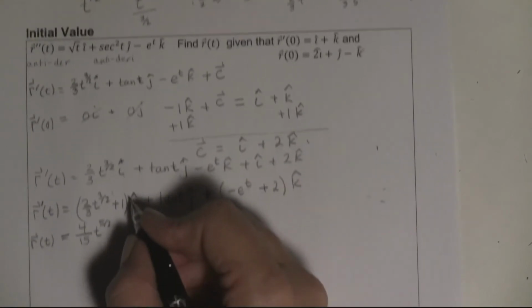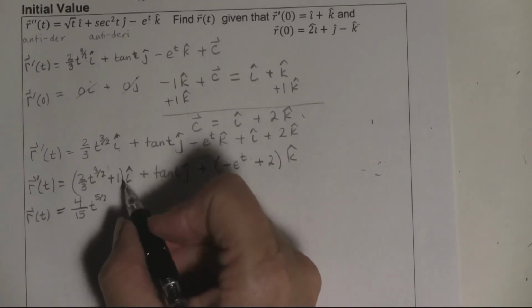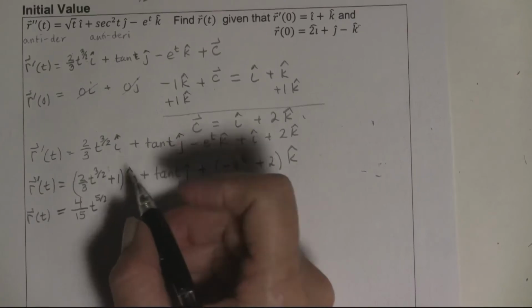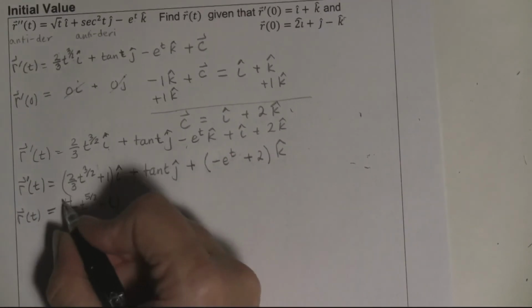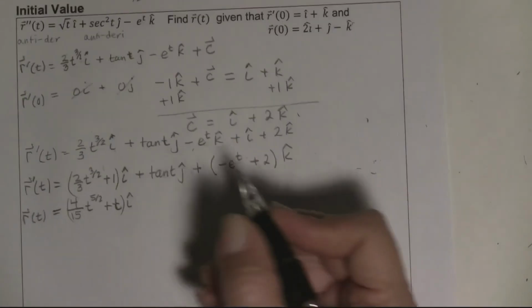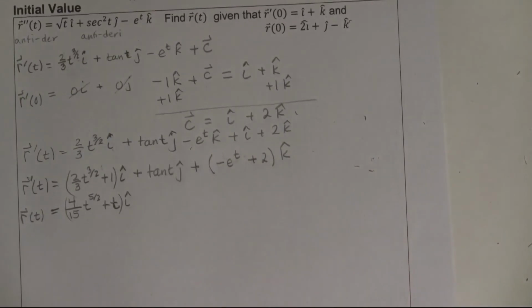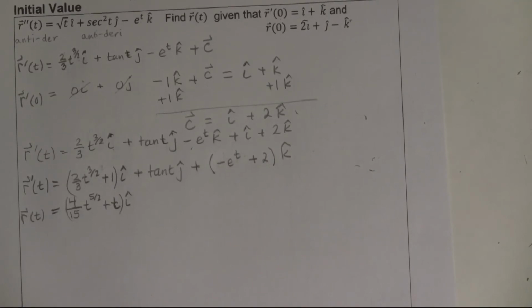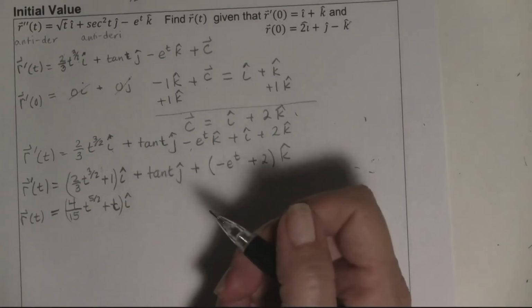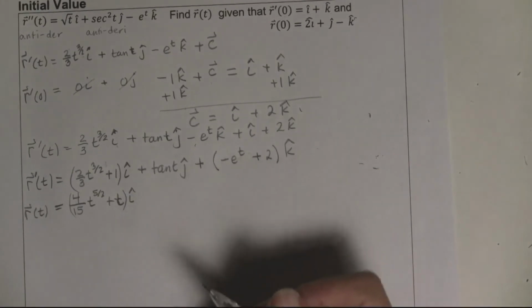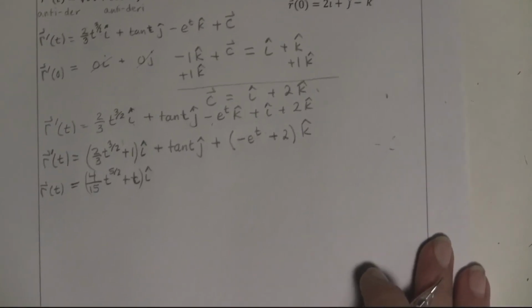The antiderivative, again, of course, I have it off the screen. The antiderivative of 1 is t, so plus t i. And then the antiderivative of tangent. I don't know if you guys remember the antiderivative of tangent t. I hope that you do. I hope that it's one of the ones that you have on your mind. If you wanted to, you can find it. It's a long process, right?